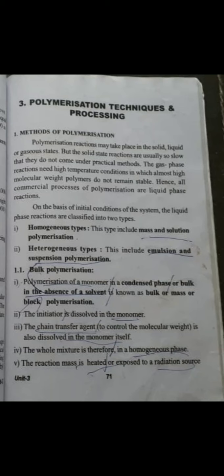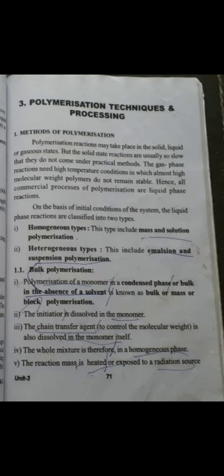Good morning students. Today we will see about the methods of polymerization. Two types of polymerization techniques are possible. One is the homogeneous type, and another one is the heterogeneous type. The homogeneous techniques are classified into two types, mass and solution polymerization. The heterogeneous techniques are classified into emulsion and suspension polymerization.